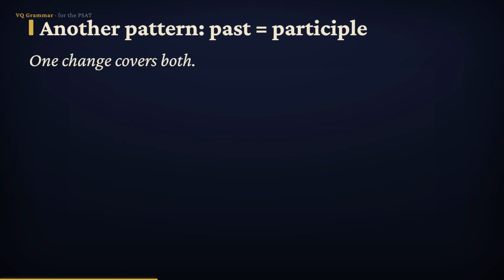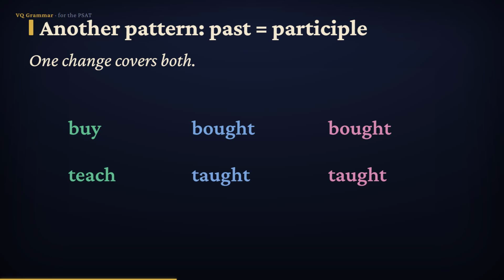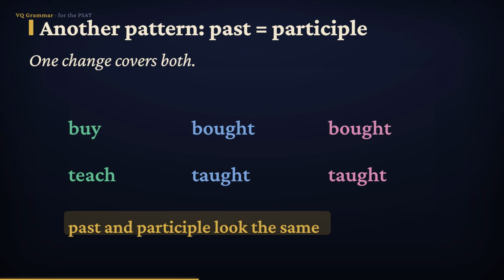There's a second big pattern, and it's friendlier. Here, the past form and the past participle are the same. Take buy, bought, bought. One spelling does double duty. Teach works the same way. Teach, taught, taught. So do keep, kept, kept. Make, made, made. And win, won, won. Learn one change and you've got both forms at once.